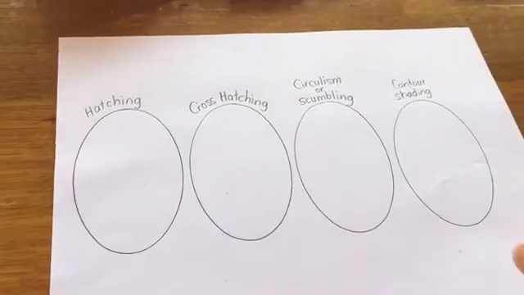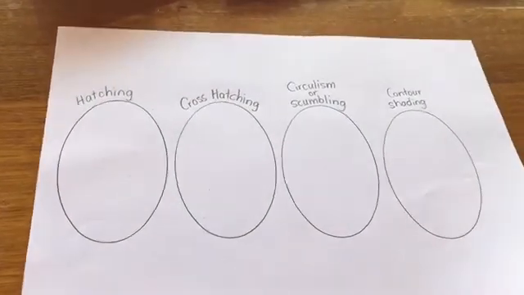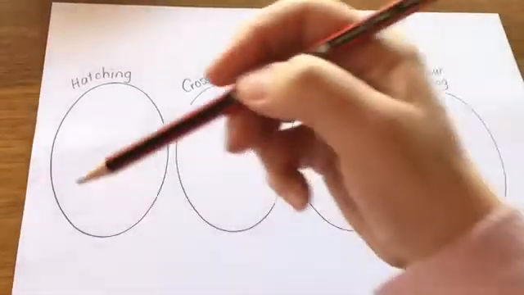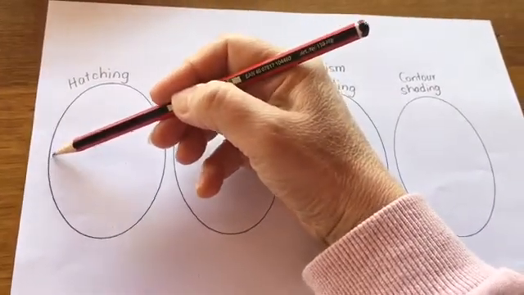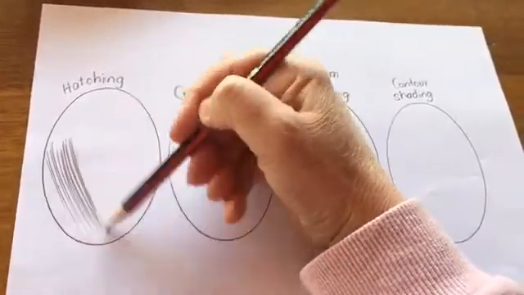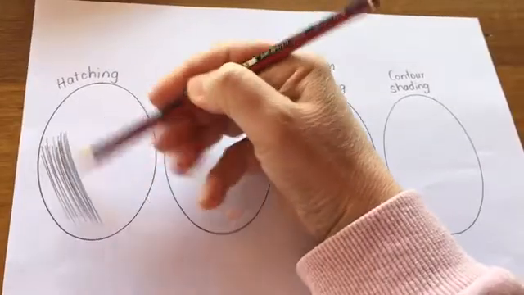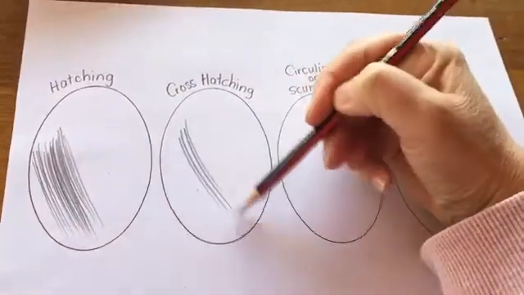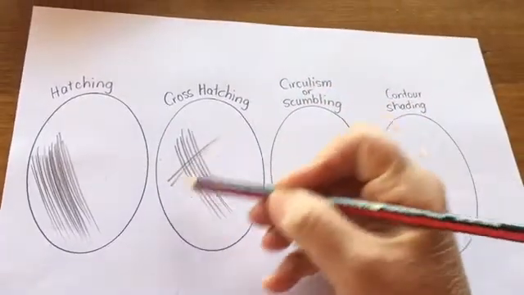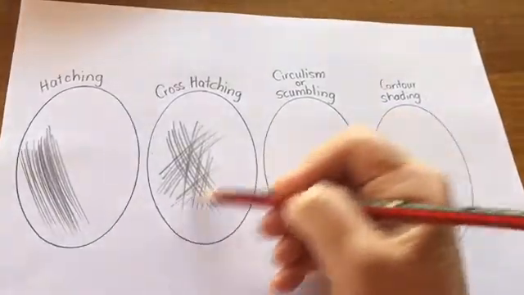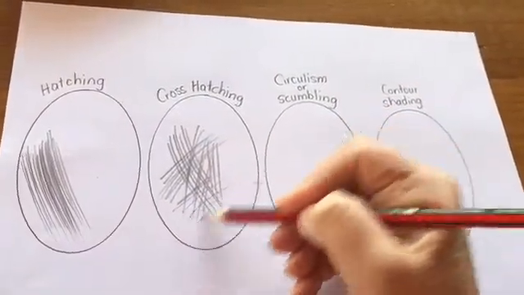Now that you've watched the video on shading techniques, you've noticed that there's 4 different techniques. The first one that they talked about was hatching, where you use just fine strokes in one direction to create your shading or your texture. There was also the cross hatching, where you went in different directions to create a texture like fabric.